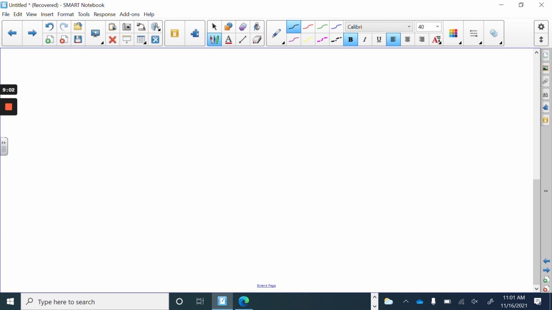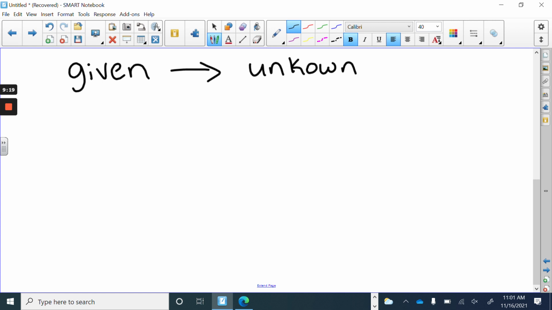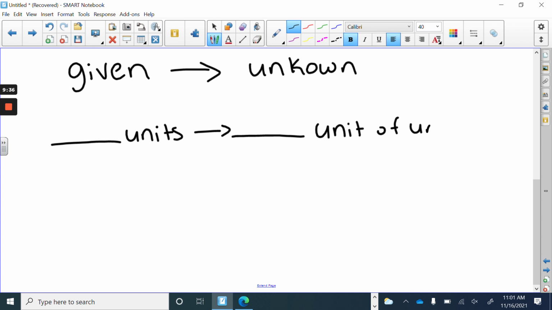Before we end, I am going to give you a quick little equation. I guess you could say that you're going to plug stuff in. So it should always be your given going to your unknown, and then you will have some kind of units, depending on what your given is, going to some kind of unit of unknown, and units of your given.